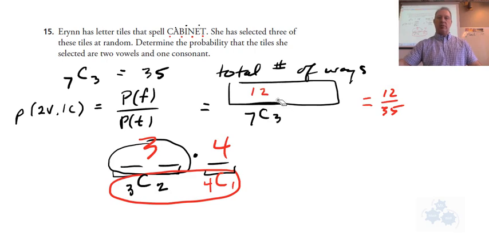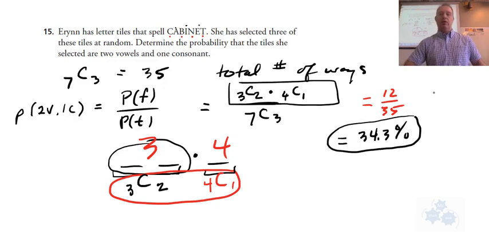So let me just rewrite this part up here so you can see that. So the vowels, 3 choose 2, times the consonants, 4 choose 1. So 12 out of 35 should be your answer. As a percent, if you want to write that, what is it? 34.3%.